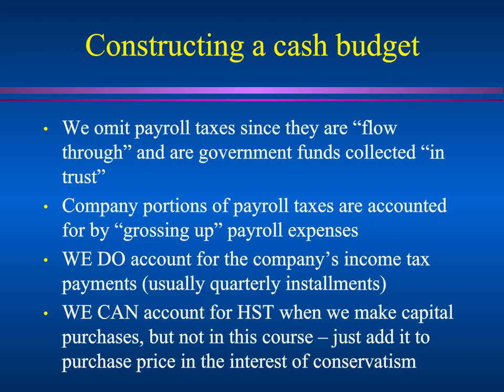So we gross up, we add up all of our expenses when it comes to employees and just do a straight line across the one line on the budget. Okay, but the actual taxes we collect are just straight through. We do account on the budget for the company's income tax payments. Usually they're every 3 months.